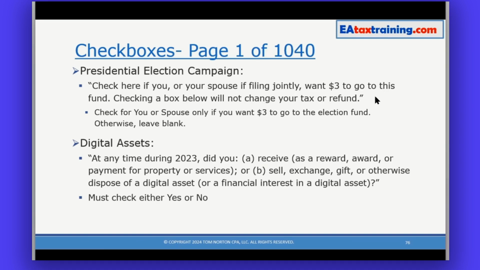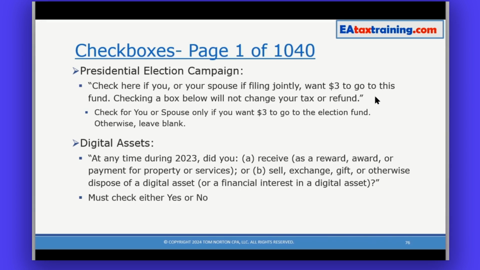The other check box is about digital assets. So the IRS is trying to figure out what to do about all this Bitcoin and these tokens and all of these virtual assets. And so they're trying to get a handle on it. And they want to make sure that taxpayers are reporting any gains or losses that they have from transacting in these digital assets. So they've got this checkbox, and it must be answered yes or no. At any time during 2023, did you A, receive as a reward, award, or payment for property or services, or B, sell, exchange, gift, or otherwise dispose of a digital asset or a financial interest in a digital asset? And you must check either yes or no.